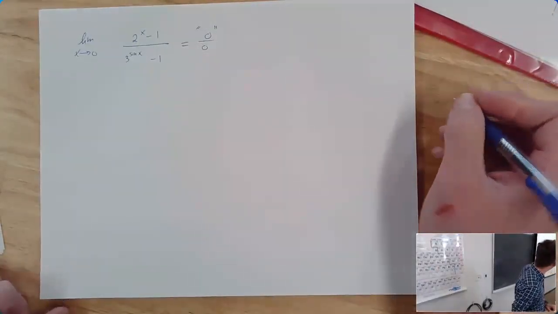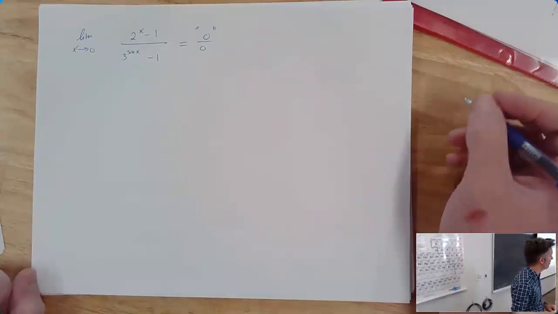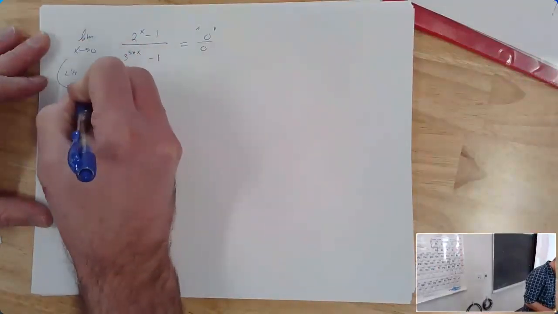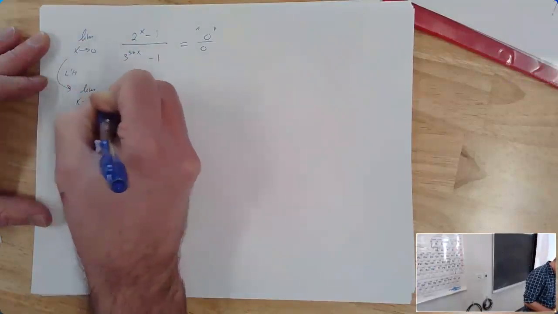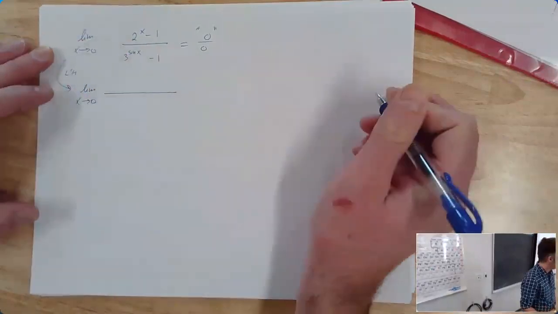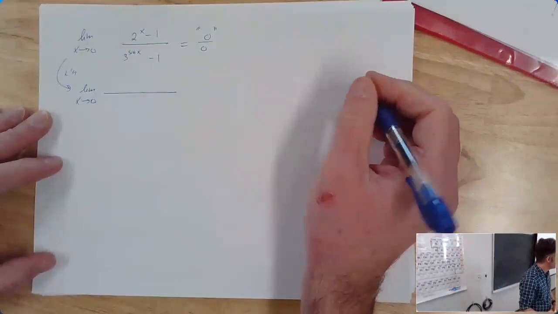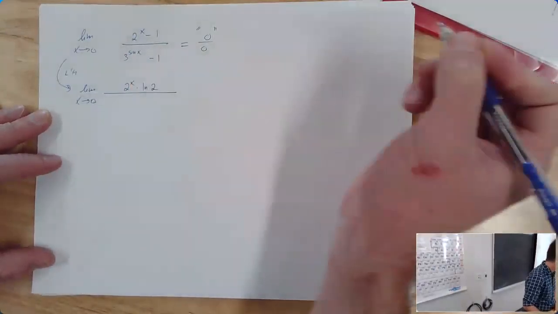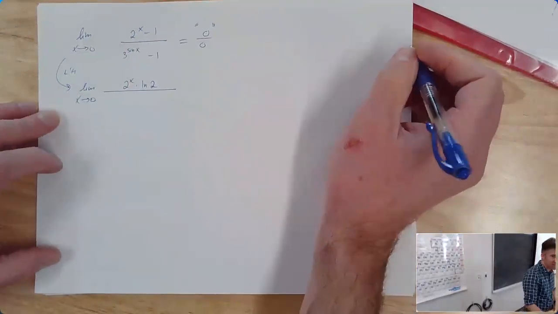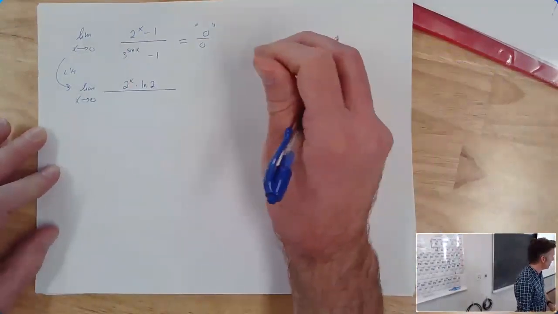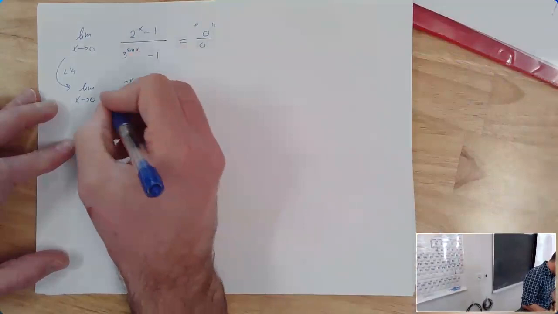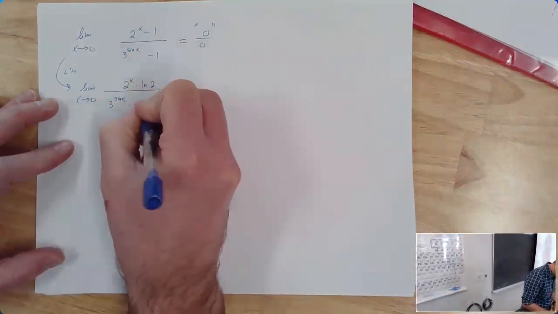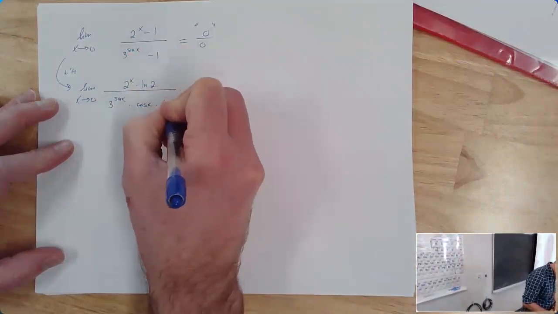All right, let's try using L'Hopital's rule here. Using L'Hopital's rule, it's going to be the limit as x goes to 0. The derivative of 2 to the x is 2 to the x times the natural log of 2. And the derivative of 3 to the x would be 3 to the x times natural log of 3. The derivative of 3 to the stuff is going to be 3 to the stuff times the derivative of that stuff times the natural log of 3.